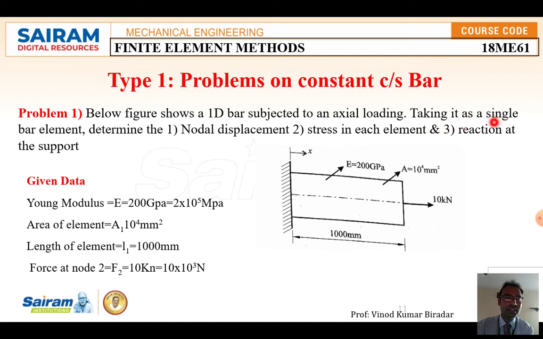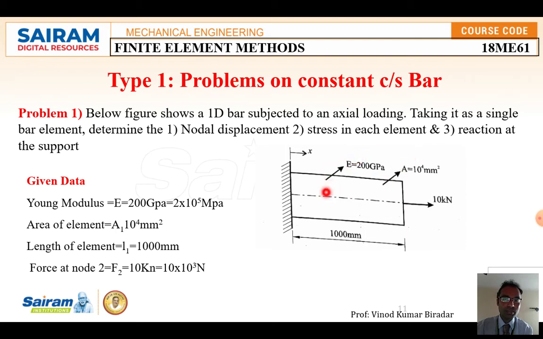This is most important, taking it as a single element. Bar element: determine nodal displacement, stress in each element, and reaction at the support. Here I am going to use the elimination method, which is the first method of handling boundary conditions. First you have to analyze the diagram. Since there is only one element, a single bar is there.